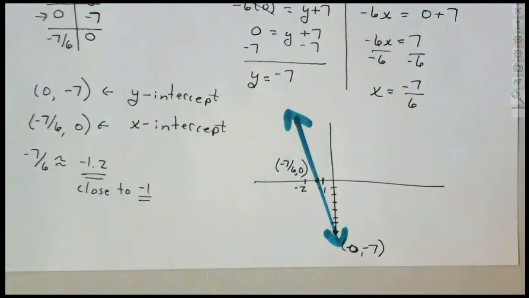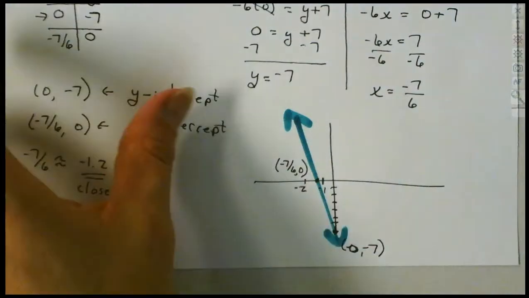So when we go to graph a fraction, kind of guess as to where it's at. They're not going to be perfect graphs. We're just trying to get a visual interpretation of what's happening.